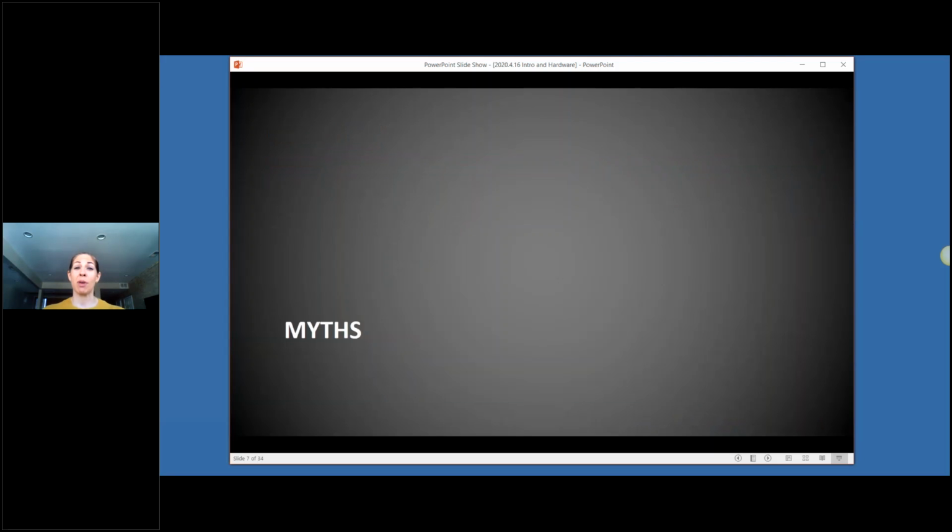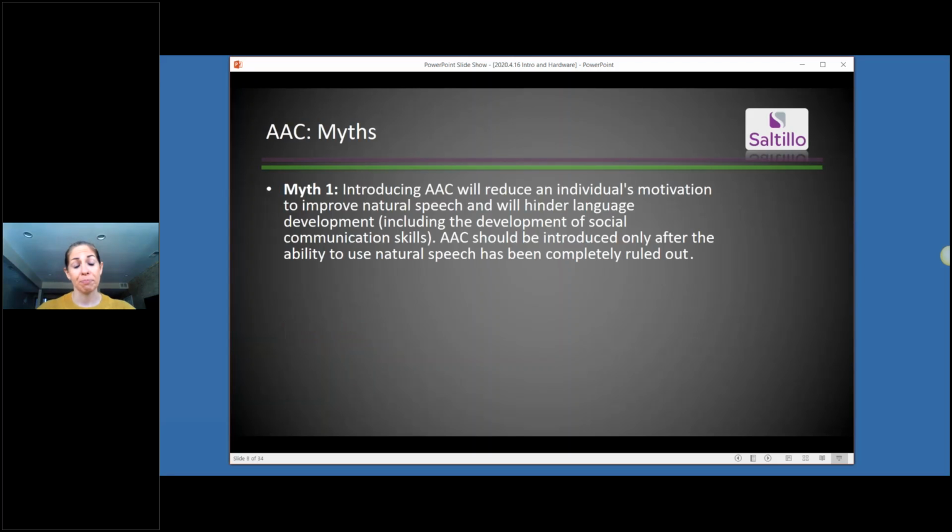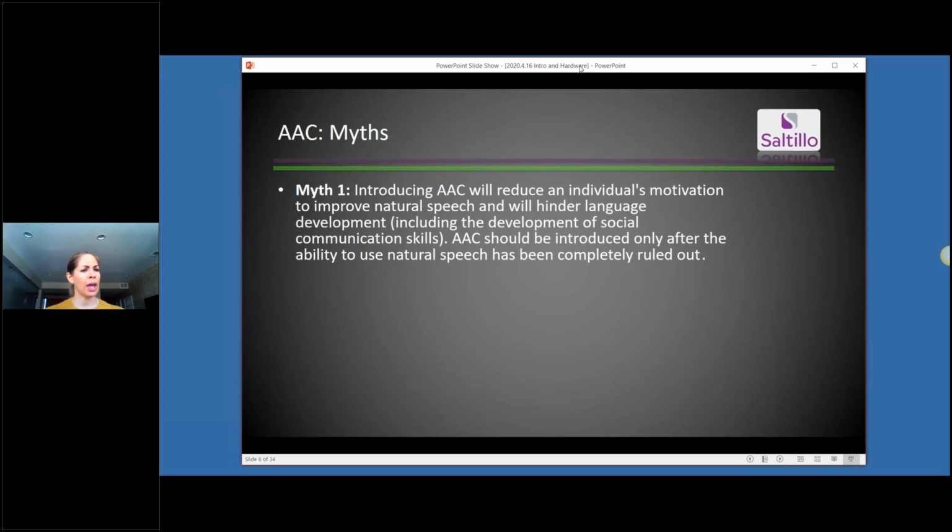Unfortunately, there's a fair amount of myths that still exist when we talk about AAC, again, augmentative alternative communication. One of the first myths that we tend to encounter is introducing AAC will reduce an individual's motivation to improve natural speech and will hinder language development, including development of social communication skills. AAC should only be introduced after the ability to use natural speech has been completely ruled out.